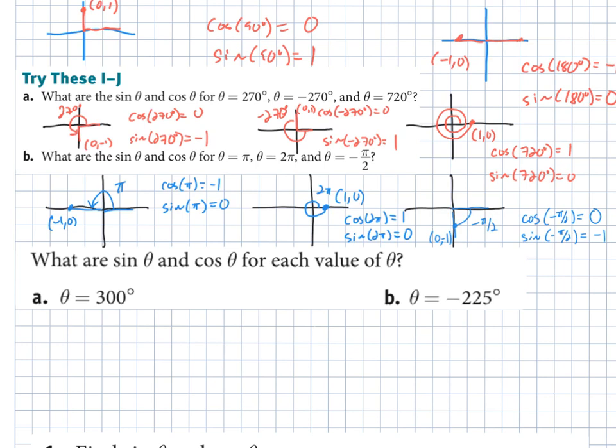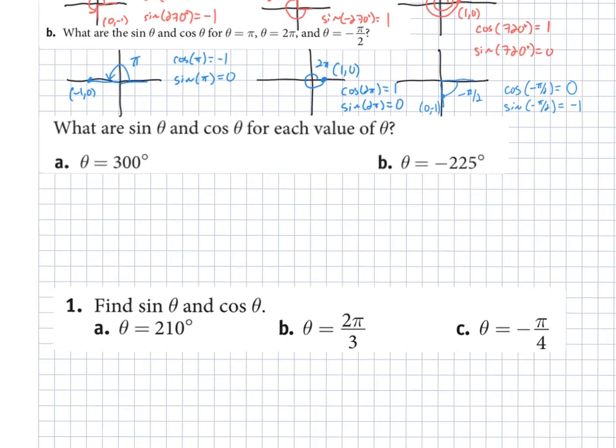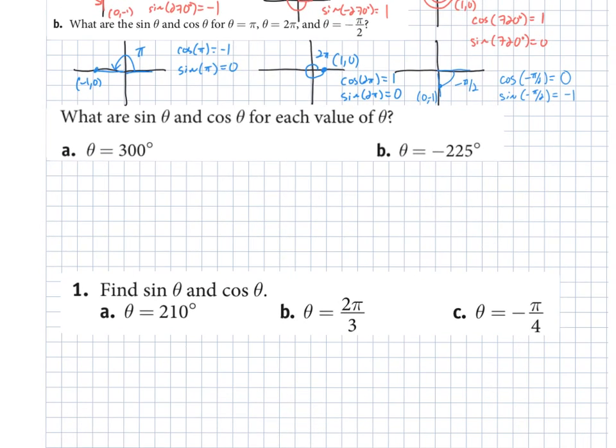The more interesting stuff starts to happen once my angles don't land on one of my axes. So let's take a look at sine and cosine of these various values. Probably walk through one or two of them with you, and then from there let you practice them as you go. Here it's asking for both the sine and cosine of 300 degrees.